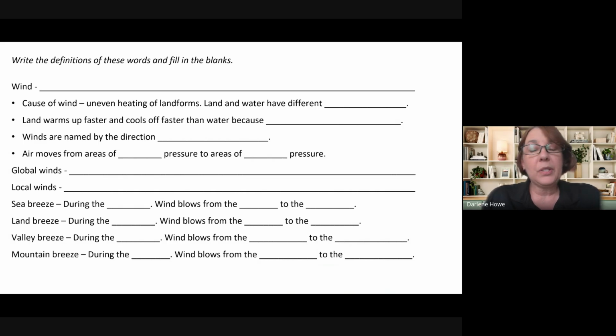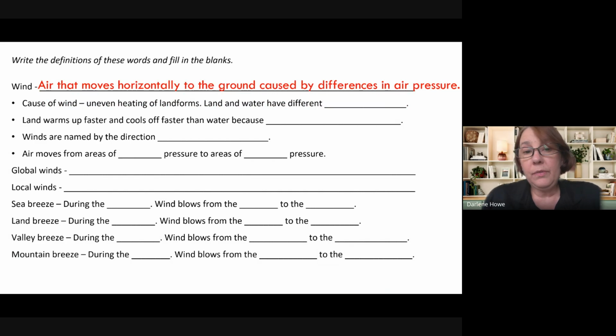When it comes to wind, I don't know how many students forget the definition of wind. Wind is air that moves horizontal to the ground, so it moves along the ground. And wind is caused by differences in air pressure. That is the definition of wind, difference in air pressure. You've got high pressure, low pressure. High is always moving towards low. That is a wind. That's how winds form.